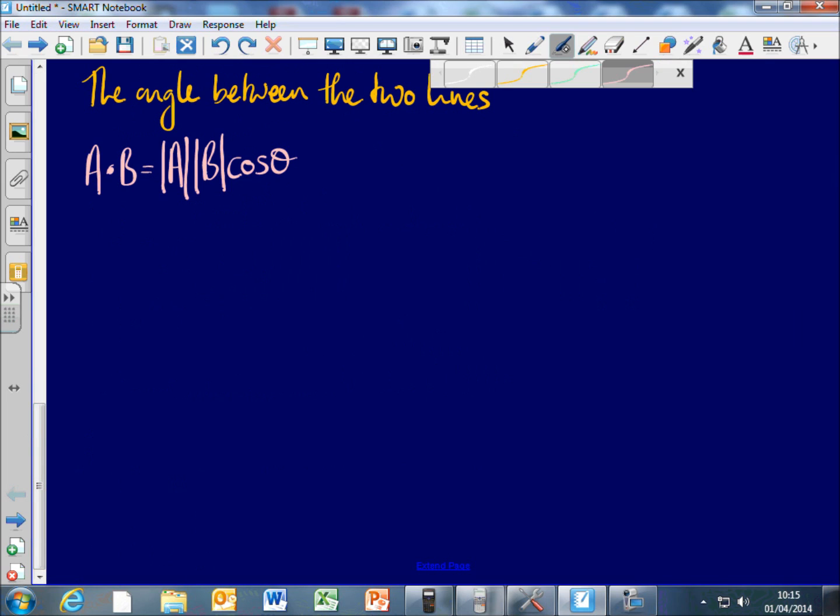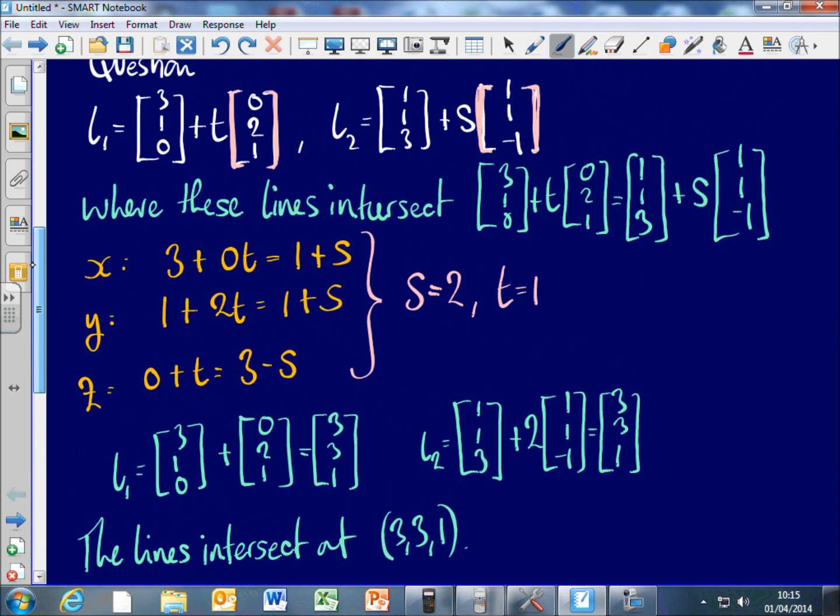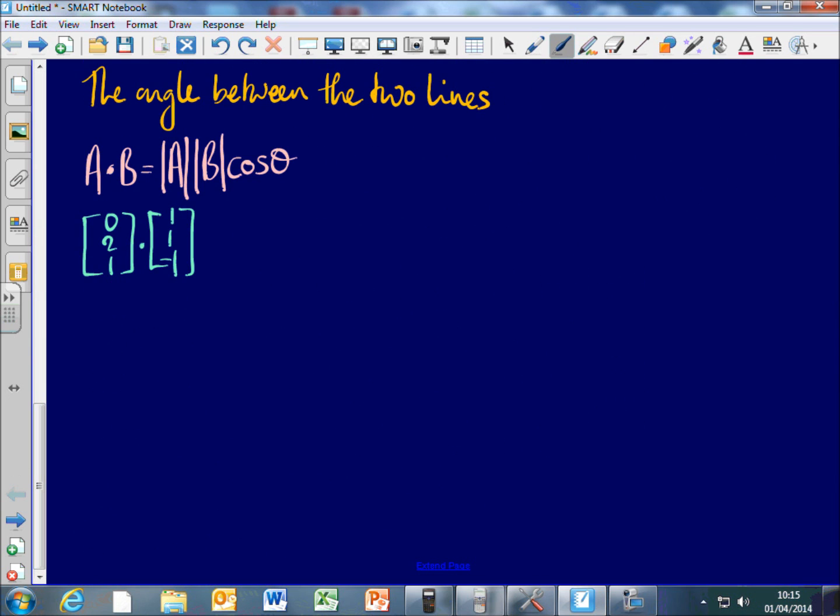So I've got 0, 2, 1 dotted with 1, 1, minus 1. Just check I've done that right. Brilliant. Okay. So I'm going to find out the value of the dot product. It's going to be 0 times 1, which is 0, plus 2 times 1, which is 2, plus 1 times minus 1, which is minus 1. So we'll get a value of 1. So the dot product is going to have a value of 1.